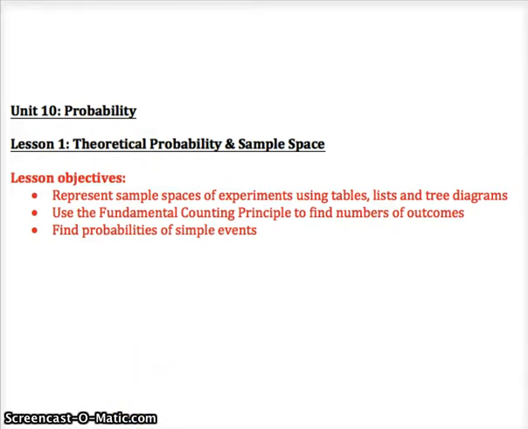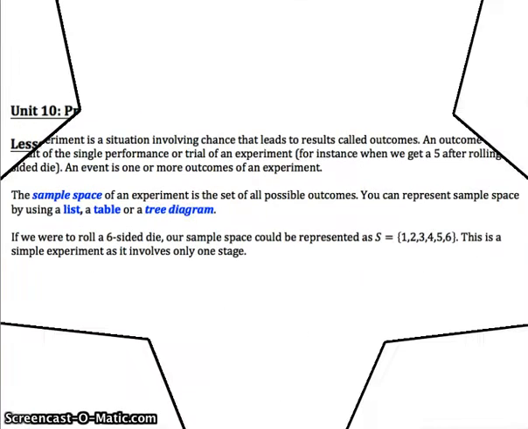It's not exactly section 13.1. We have a little more than what's just in there. We thought the stuff in 13.1 was a little bit basic and really doesn't set you up very well for the rest of the unit. So this is kind of 13.1 plus some other stuff. Okay. Represent sample spaces using tables, lists, and tree diagrams. Hopefully you've done some of that before. Fundamental counting principle, and probabilities of simple events.